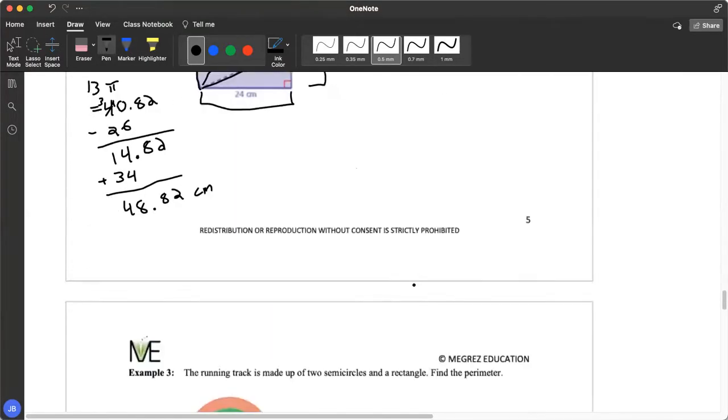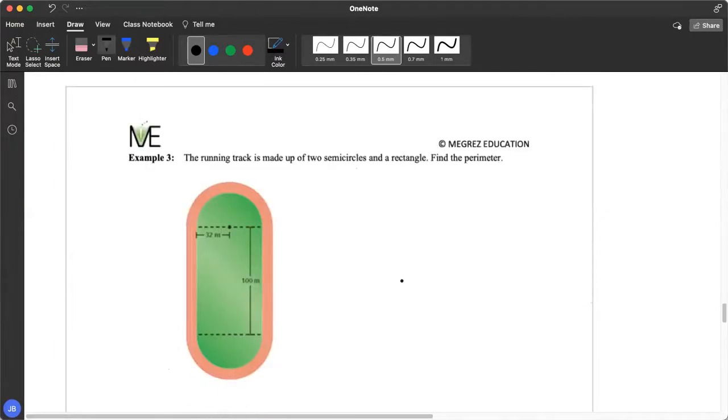We'll keep on going. All right, example 3. This running track is made up of 2 semicircles and 1 rectangle, and we want to find the perimeter again. So here we see that the radius of this semicircle and this semicircle is 32. And then we have a length here of 100 meters. So the easy part is this rectangle has these 2 sides. The 2 sides are both 100. So we can add 100, right?